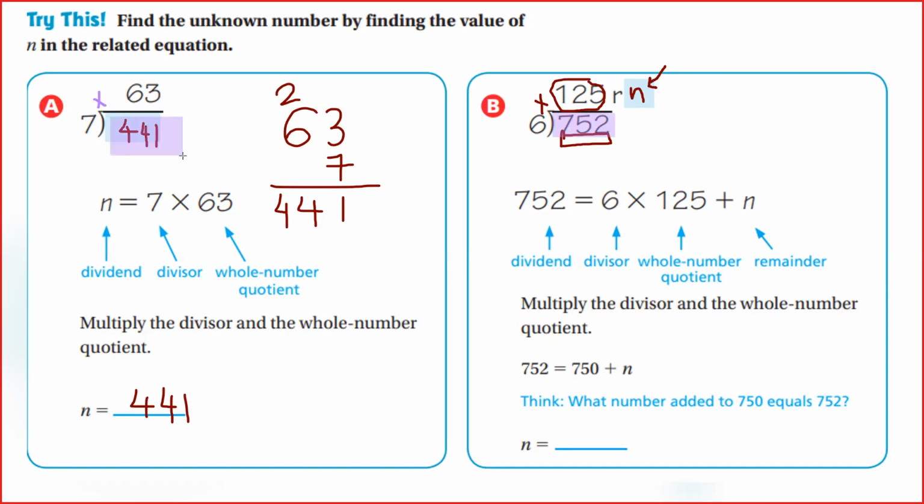In the first example, there's no remainder, so just multiply 63 by 7. In the next one, there's a remainder, so you have to multiply 125 by 6 and then add the remainder. Now next, when I multiply 125 by 6, I get 750. Now I want to find n. What is the number that when I add it to 750, I get 752? What will the number be?